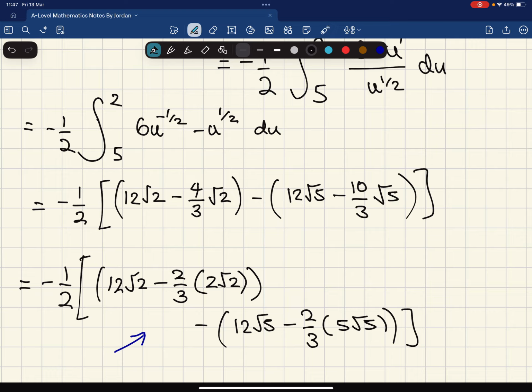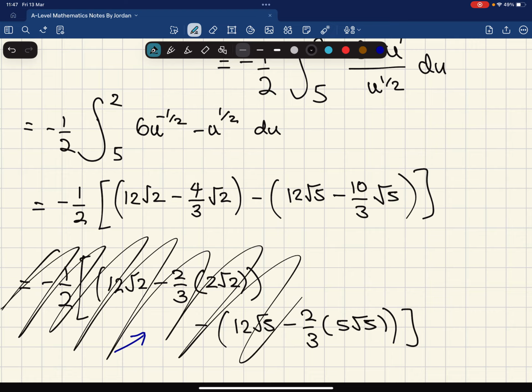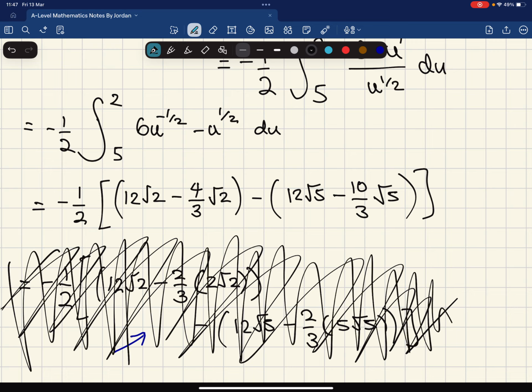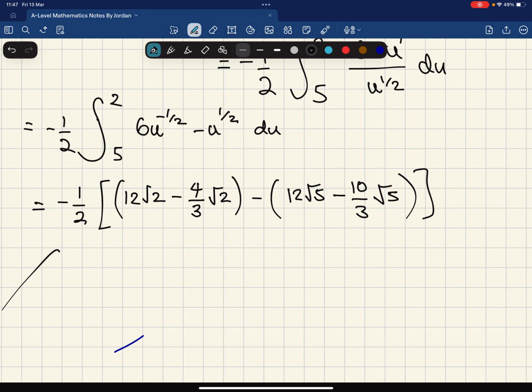I can rub this step out. Should have went. Oh my god. There we go. Don't know what happened there.